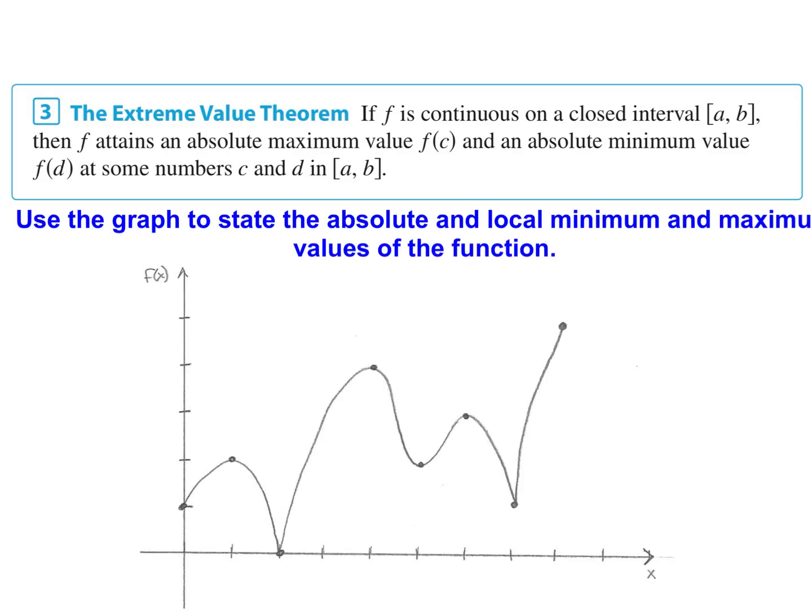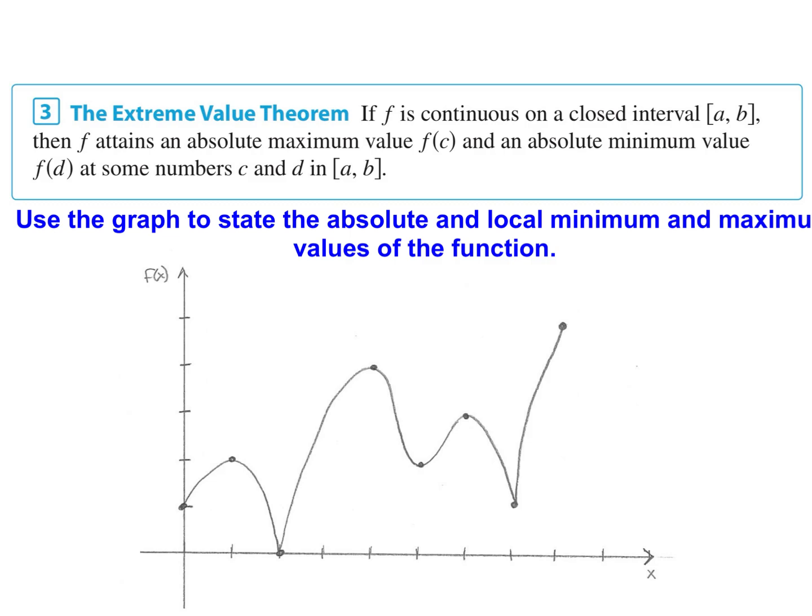So what I want you to do with this graph that you have in your notes is identify all the absolute and local minimum values and absolute and local maximum values. I'd like you to say what the x value is where it occurs, and also what the maximum value or minimum value is. Does that make sense? Okay, do that quickly, please.